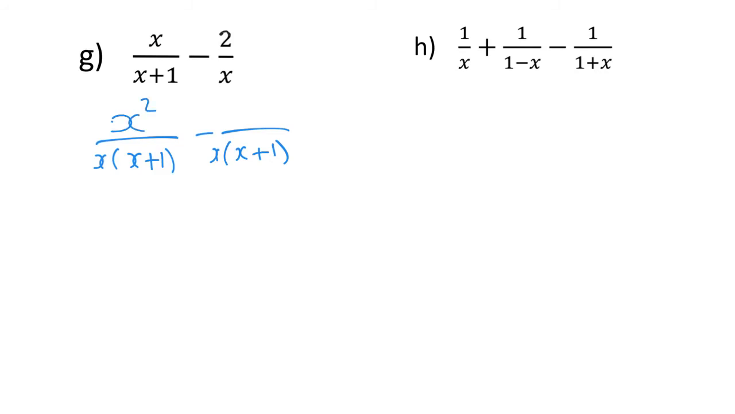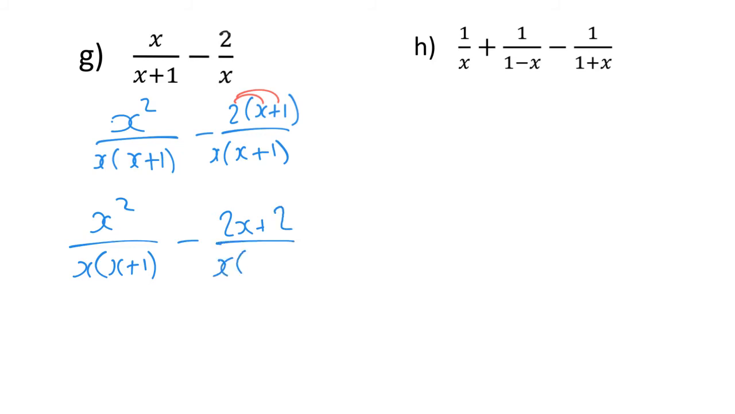The second fraction, to get from x to x upon x plus 1, we've multiplied by x plus 1. If we do that in the denominator, we need to do it in the numerator. So we multiply 2 by x plus 1, and we get 2 upon x plus 1. We'll expand the bracket on the second one, so the first fraction is going to remain the same. The second one, multiplying the 2 into the bracket, and we get 2x plus 2 over x upon x plus 1.